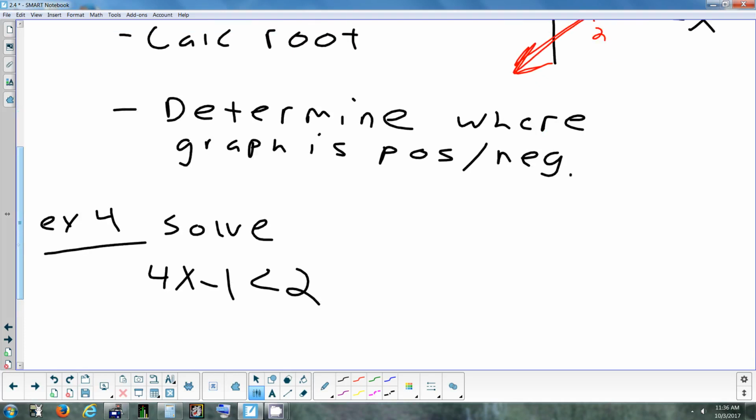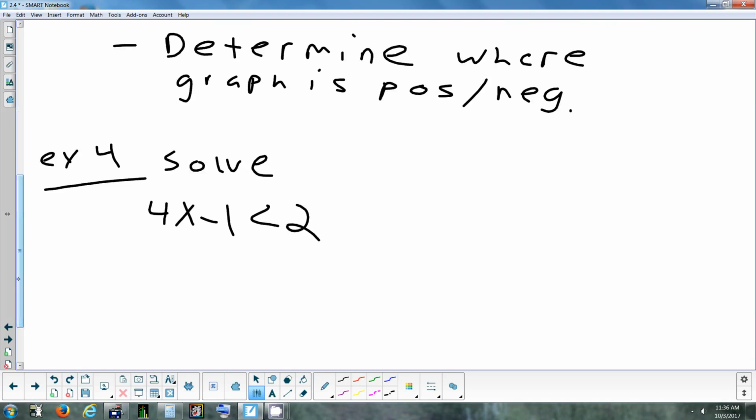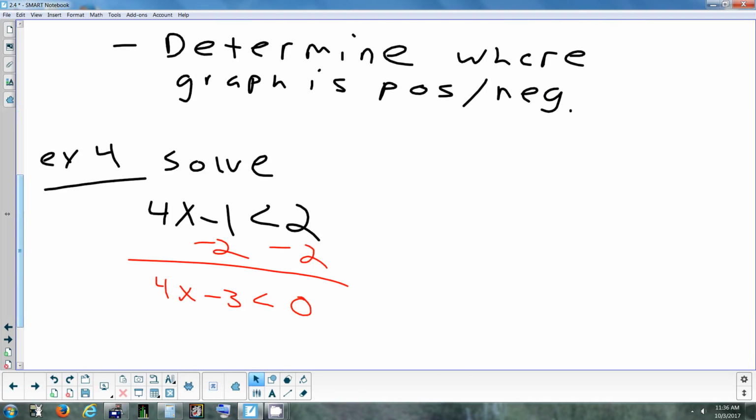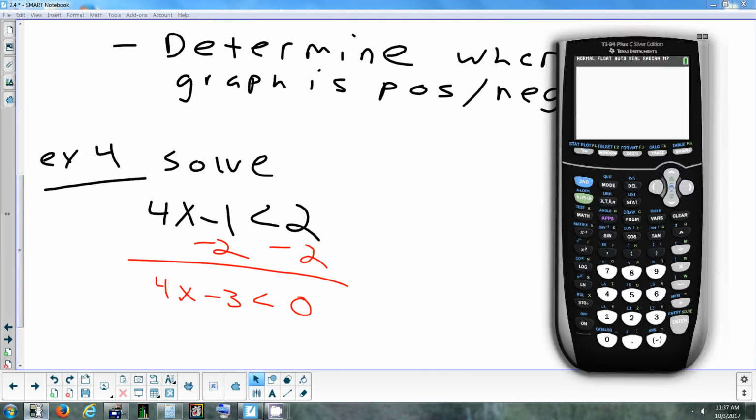Okay, so what's the first thing I would have to do with that equation? Make it 0. Yep, how would I do that? Subtract 2. So I get 4x minus 3 is less than 0. Okay, now I'm going to graph that. I'm going to type in 4x minus 3. I'm going to do zoom 6. I think that'll be good.